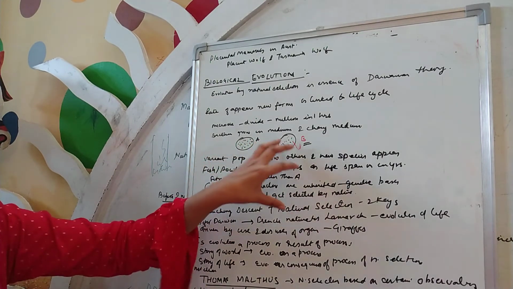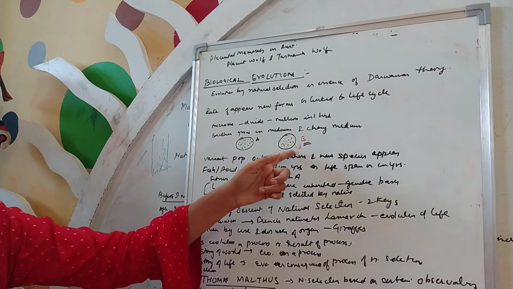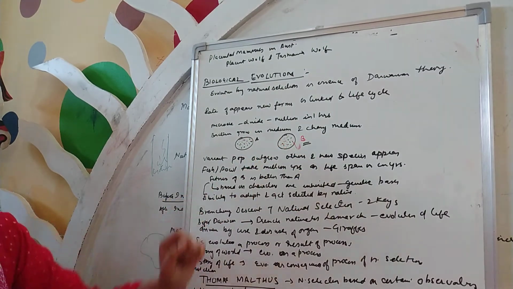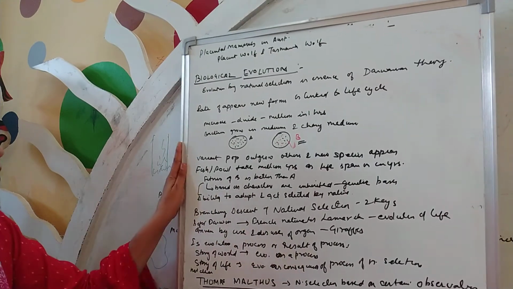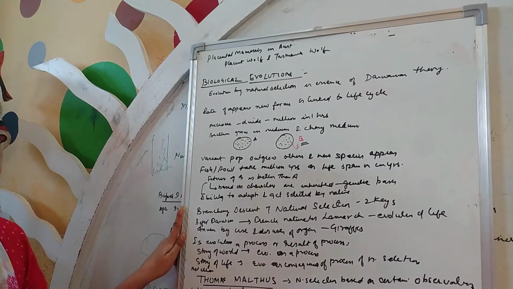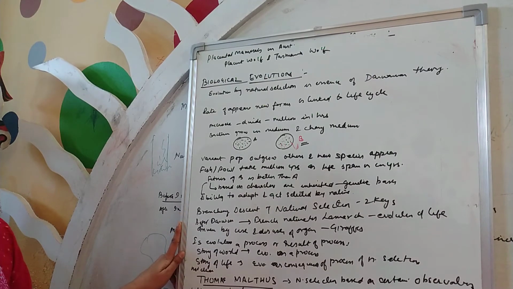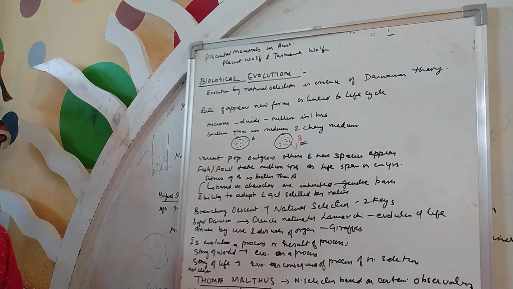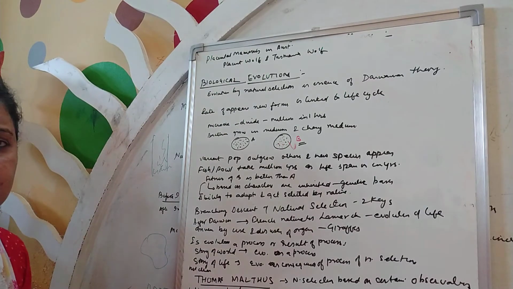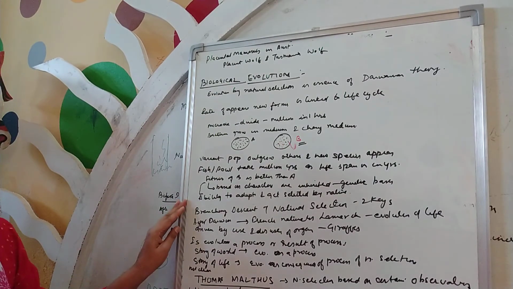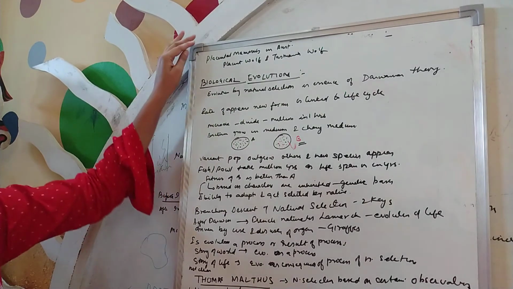So this is the variant, the population which has grown after changing the medium, and the new species appear. Take the example of fish and fowl: it takes million years, as their lifespan is in years. That means if changes occur in fowl and fishes, it takes many years, because it depends upon their lifespans.